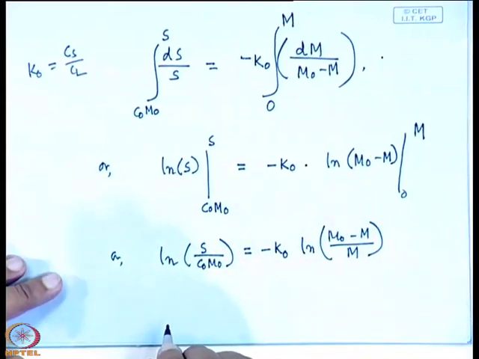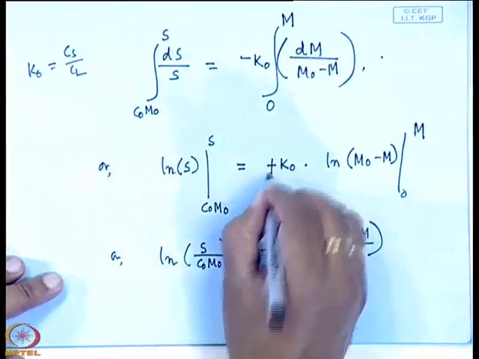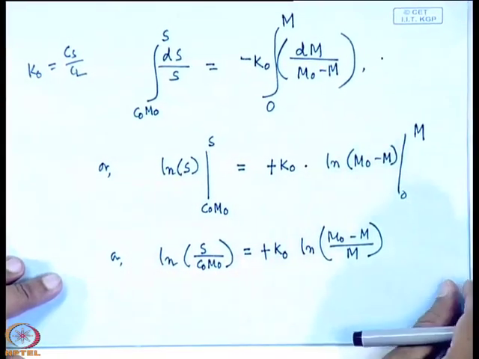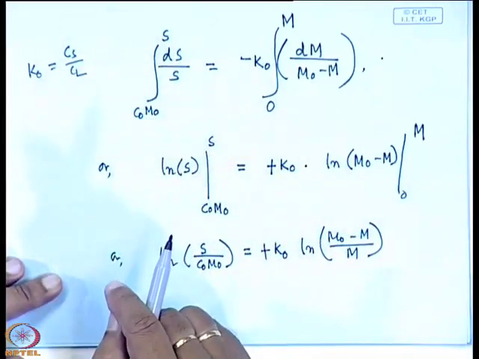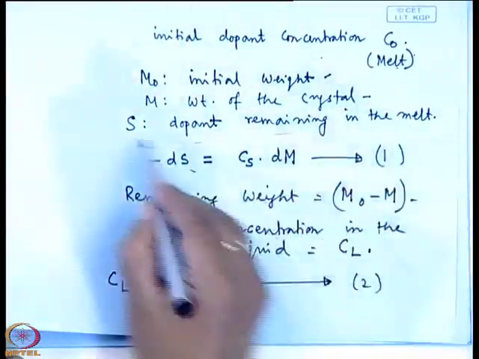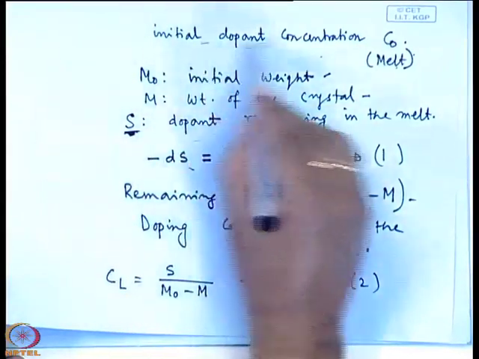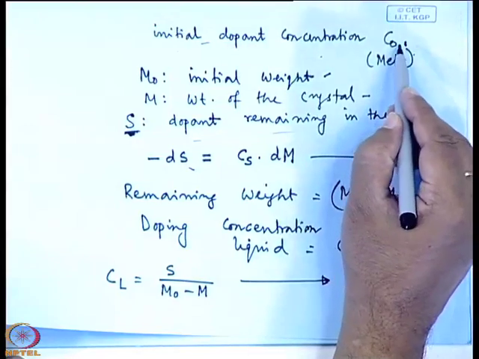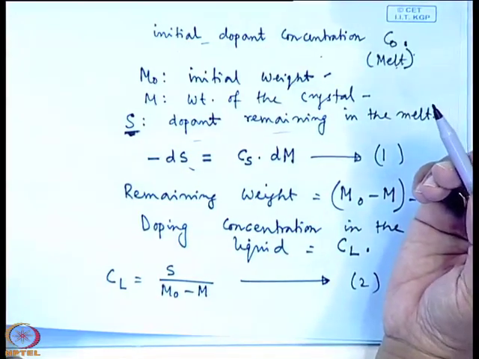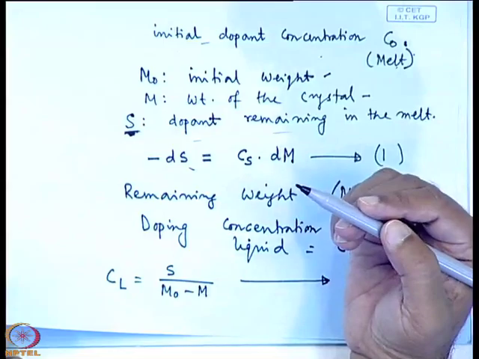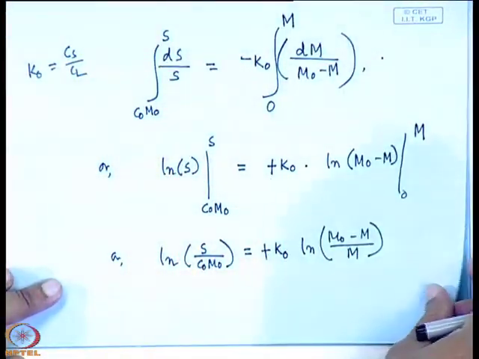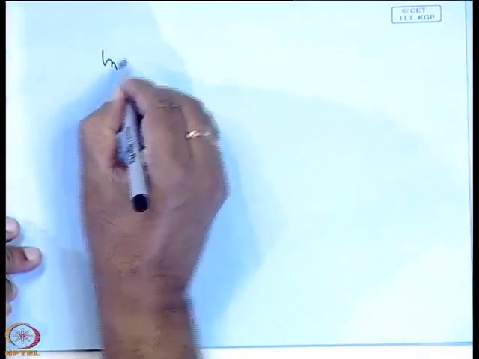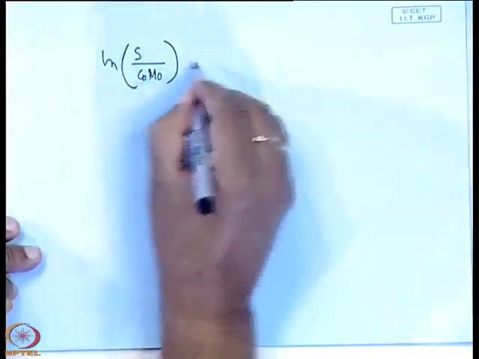Is it okay? Which one? This one. Okay. C0 M0 is the initial doping concentration, and S is the dopant remaining in the melt, as we have assumed, and the initial doping concentration was C0. So C0 by weight, that means for 1 gram of the crystal, C0 is the doping concentration. So, for M0 it is C0 into M0.